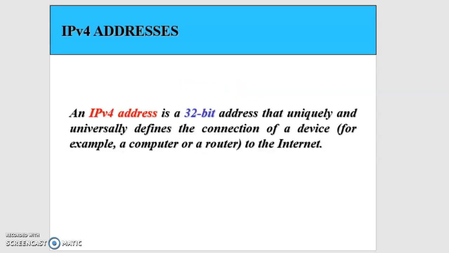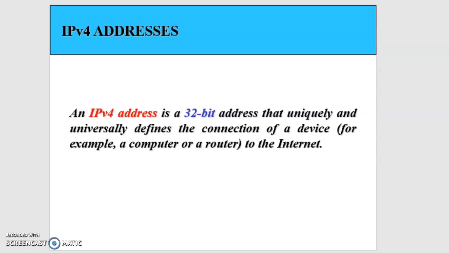An IP address is basically a 32-bit address which uniquely and universally defines the connection of a device. That device can be a computer or a router in an internet. What I mean by internet is a connection of various small networks. It can be a connection of various LANs, MANs. Basically we use two versions of IP addresses, IPv4 and IPv6. IPv4 consists of 32-bit addresses.